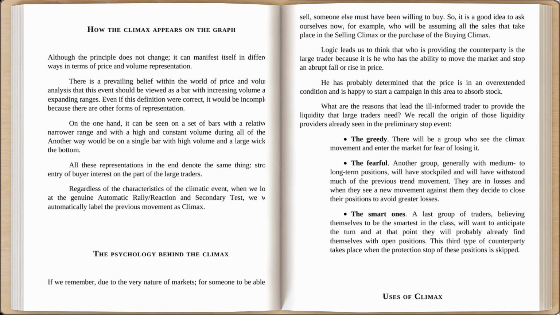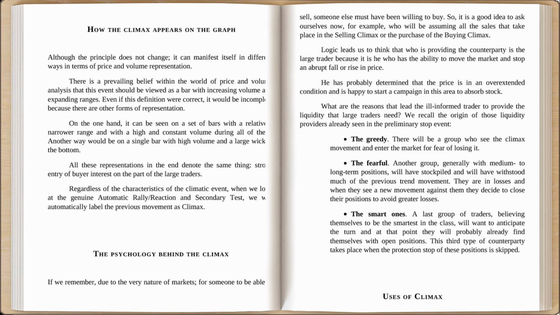On the one hand, it can be seen on a set of bars with a relatively narrower range and with a high and constant volume during all of them. Another way would be on a single bar with high volume and a large wick at the bottom. All these representations in the end denote the same thing: strong entry of buyer interest on the part of the large traders. Regardless of the characteristics of the climatic event, when we look at the genuine automatic rally/reaction and secondary test, we will automatically label the previous movement as climax.